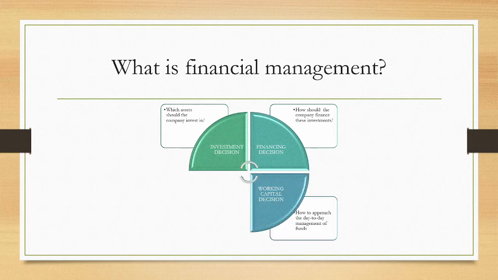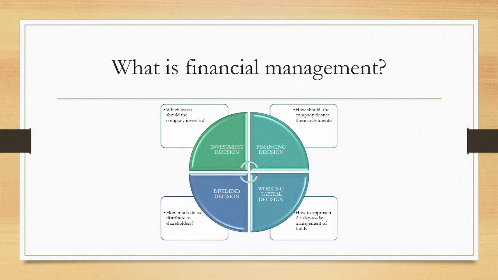Next, we have the working capital decision. This decision looks at how we manage our day-to-day working capital, such as inventory, debtors, cash, and creditors. Finally, we have the dividend or distribution decision. This decision considers how much of our profits we should retain and how much should be distributed to the shareholder.